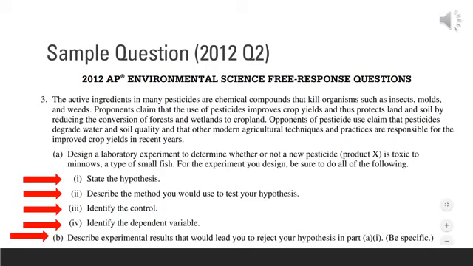Now that we've looked at the basic concepts that we need to be able to talk about, let's look at the pieces of the experimental design that has been asked of us. We are asked to design a laboratory experiment to determine the toxicity of a pesticide on minnows. We are told for our experimental design we should state a hypothesis, describe our method, identify our control, and identify the dependent variable. We should also be able to describe experimental results that would lead us to reject our hypothesis.